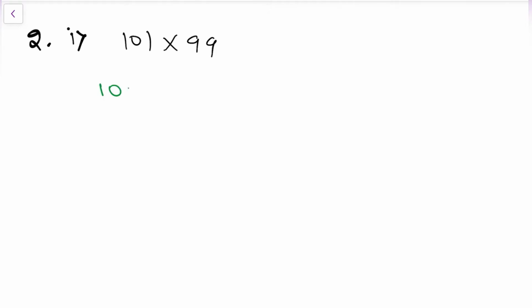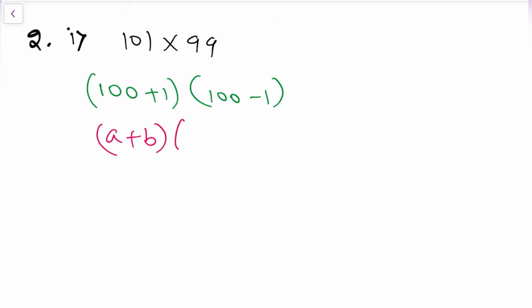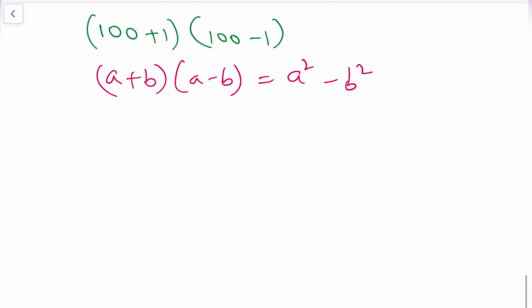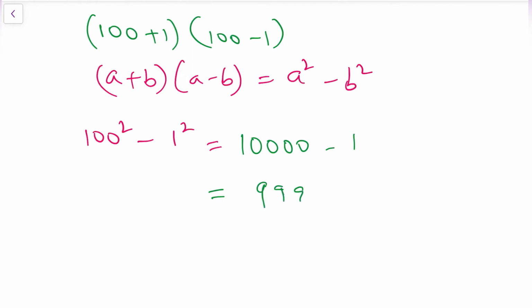101 can be written as 100 plus 1 into 99 can be written as 100 minus 1. Now this is in the form of a plus b into a minus b. So a plus b into a minus b is nothing but a square minus b square. 100 plus 1 into 100 minus 1 is equal to 100 square minus 1 square. 100 square, so here 2 zeros square is there, so it will become 4 zeros. Minus 1. 10,000 minus 1. 9,999.